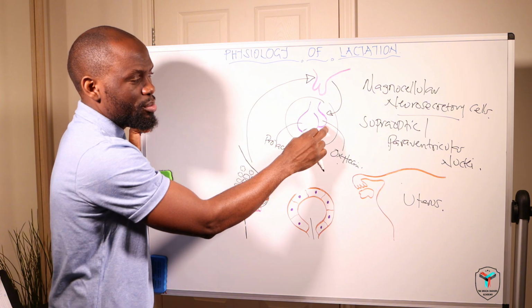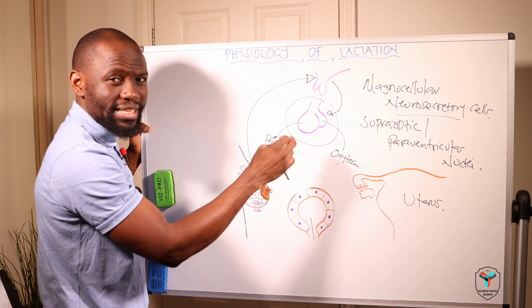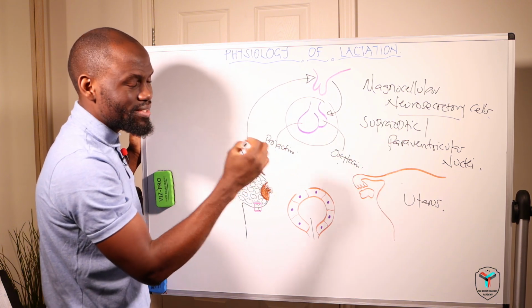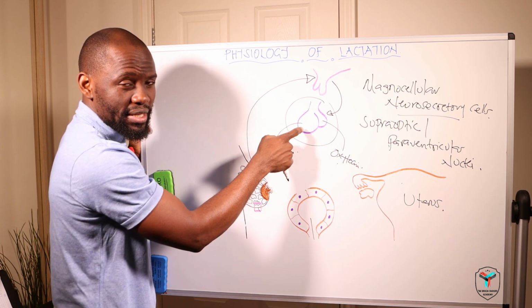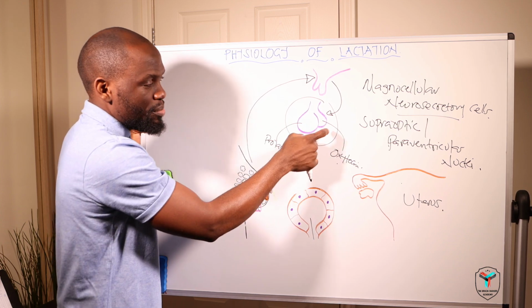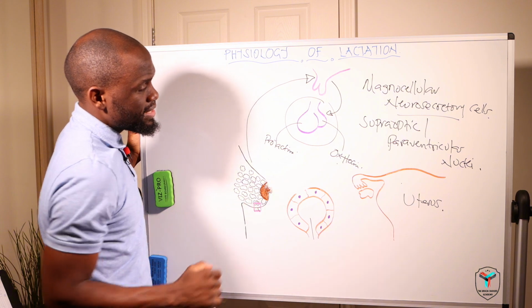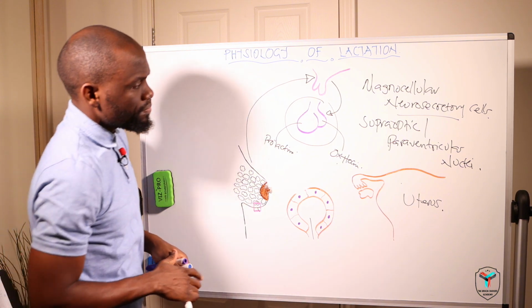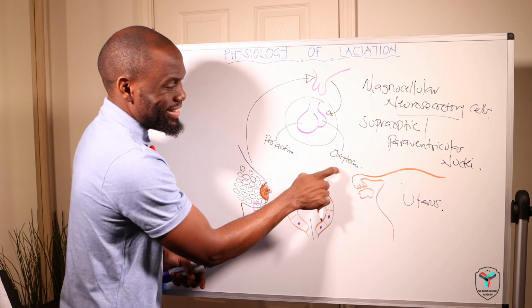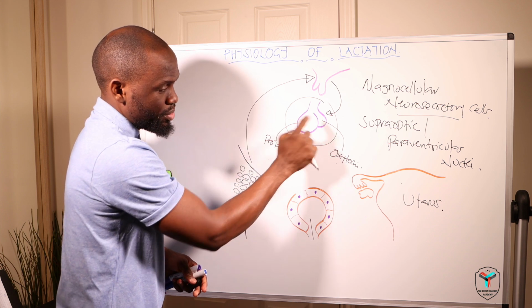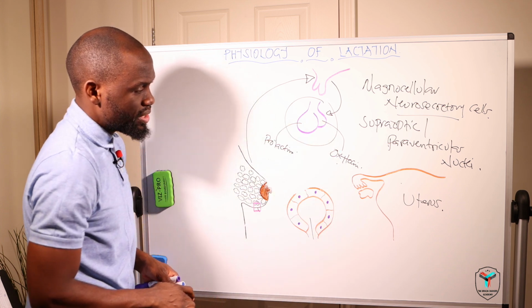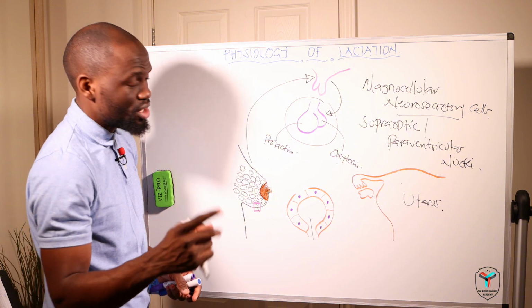And that is why the posterior aspect of the pituitary gland is classified or named as the neurohypophysis. The front one is classified as the adenohypophysis. The posterior is classified as the neurohypophysis. Now, once the oxytocin has been released by the posterior lobe of the pituitary gland, it will have to affect two areas.